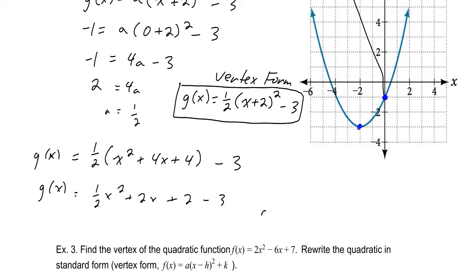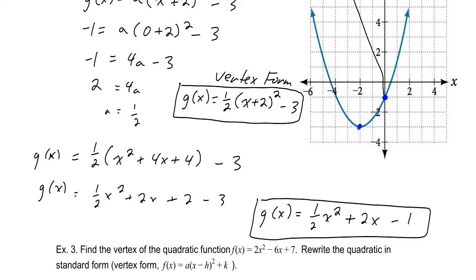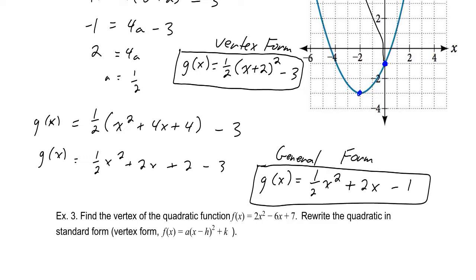Combining all of that together, 1/2 x squared plus 2x. Then we have a 2 minus 3, so that is minus 1. And that is in general form, which is what we were asked to do.